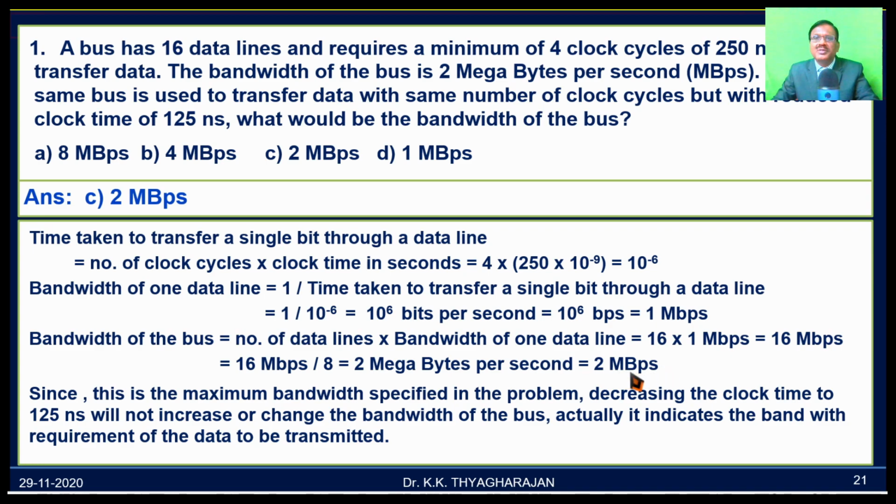Here B is capital B. Since this is the maximum bandwidth specified in the problem, decreasing the clock time to 125 nanoseconds will not increase or change the bandwidth of the bus. Actually, it indicates the bandwidth requirement of the data to be transmitted. So the bandwidth of the bus is 2 megabytes per second only. So the correct answer is C, 2 megabytes per second.